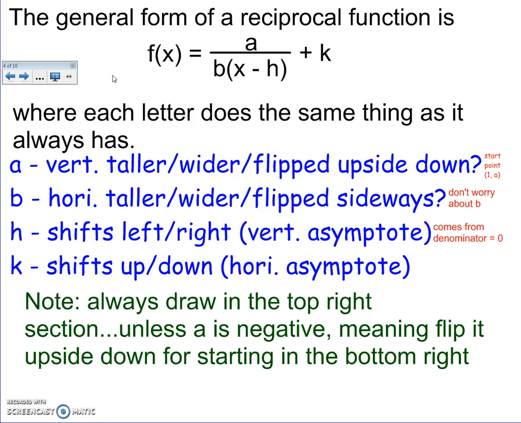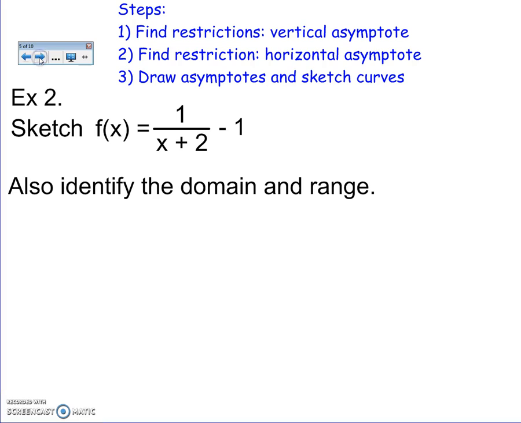And I have a note down here. Always draw in the top right section unless A is negative. If A is negative, it means flip upside down, meaning draw in the bottom right section. And you'll see when I split up a graph, there'll be 4 sections. So we're going to sketch this. I put the steps up there. Find the restrictions, find the vertical asymptote, then the horizontal asymptote, draw those two, then sketch the curves.